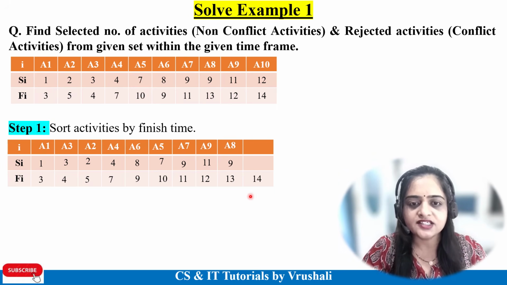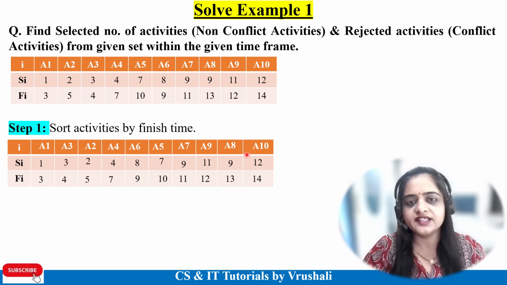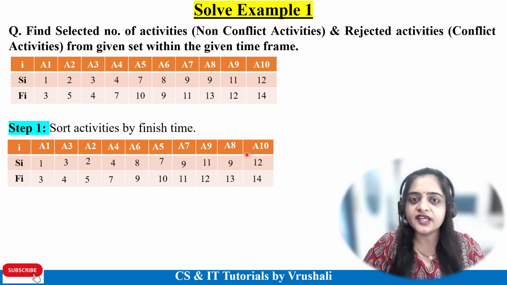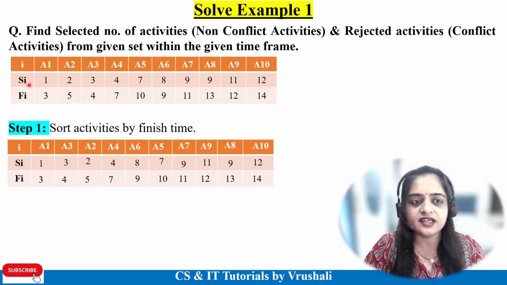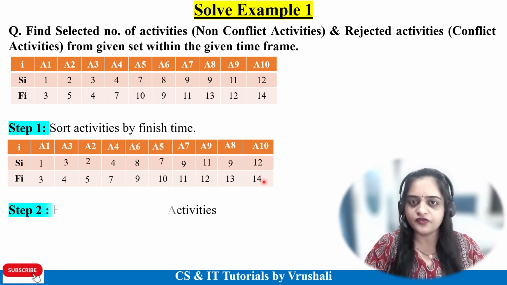Clear? And the last one, 14, finish time. The start time 12 and activities 8:10. Clear? So in this way you have to sort all these activities according to their finish time from 3 to 14. This is your first step.